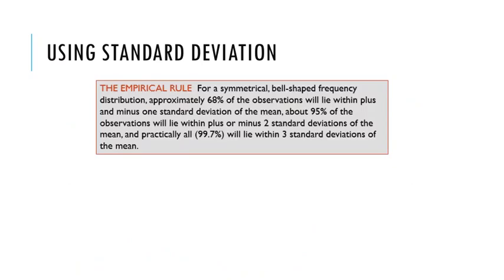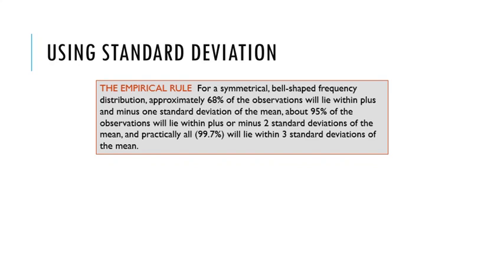Now, another thing that we can do with standard deviations is look at the empirical rule. And this is very useful. The empirical rule says for a symmetrical, bell-shaped frequency distribution, and we know what symmetrical means, right? Left and right are the same. Bell-shaped, we understand that. We understand what we mean by a frequency distribution.